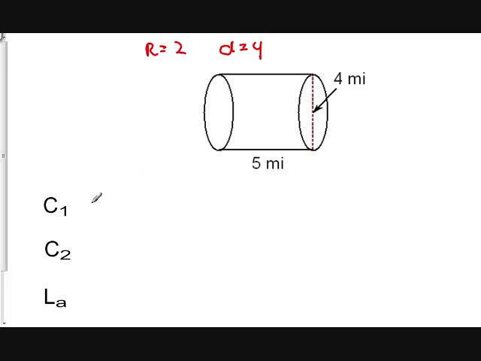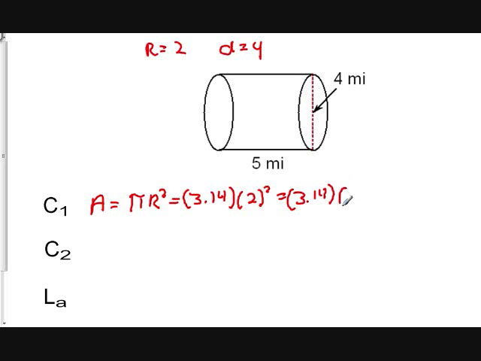So if we find the area of the circle, area is equal to pi r squared. So that's 3.14 times 2 squared, which is 3.14 times 4, which equals 12.56 miles squared. So it's a big cylinder. It must be in outer space.